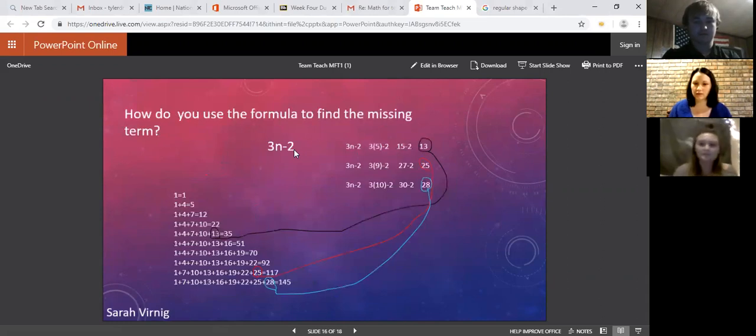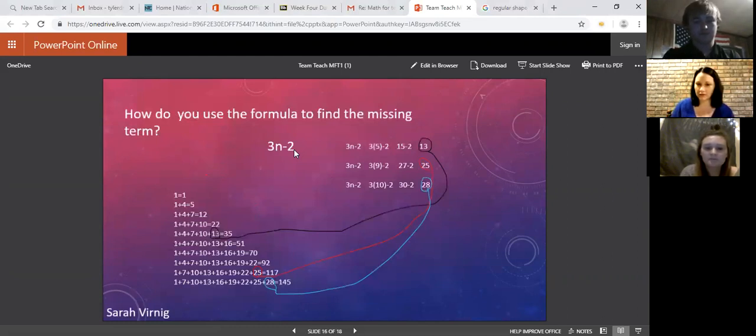So if you want to find the fifth term, you put 5 in for n. 3 times 5 is 15. When you subtract 2, you get 13. And if you follow my arrow down, the fifth number is 13. If you want to try 9 to find the ninth term, same thing, you put 9 in for n. 3 times 9 is 27, minus 2 is 25. And if we look down there at the ninth line, the ninth term in there would be 25.